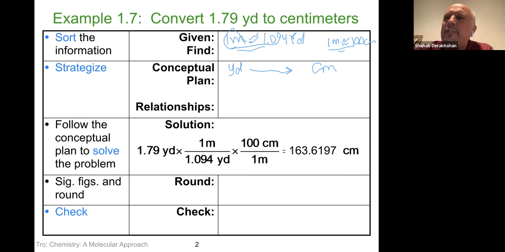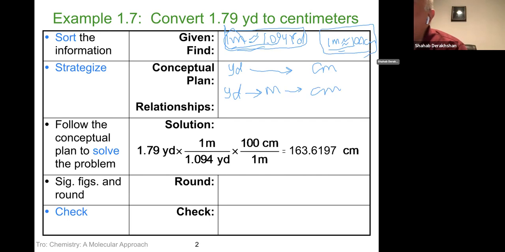So first convert yard to meter. That's something you know how to do because the relationship between meter and yard is given. And then you have to go from meters to centimeter because you also know how to do it.